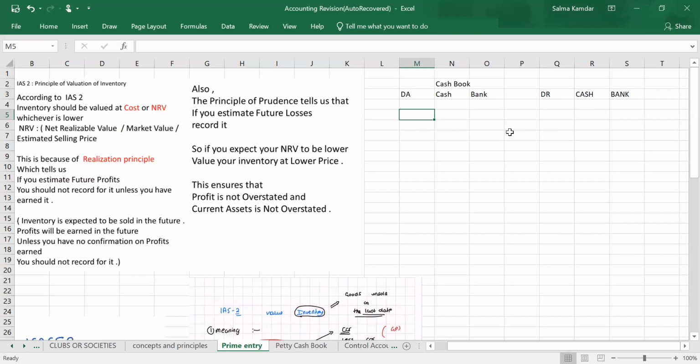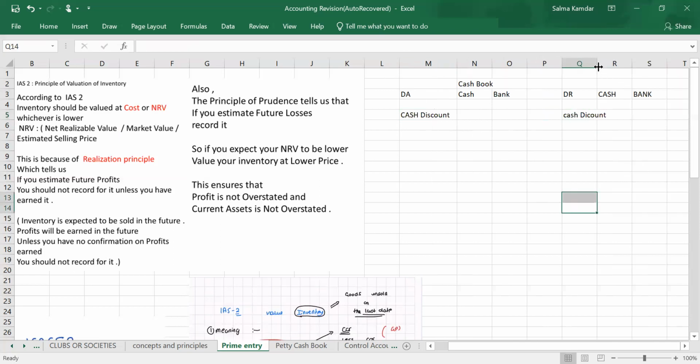Cash discount. Just remember this part: in the cash book, the discount that you record, be it in the discount allowed column or the discount received column, it will be which discount? It will be cash discount. Second thing you should remember: you allow discount when you receive money. You receive discount when you pay money.